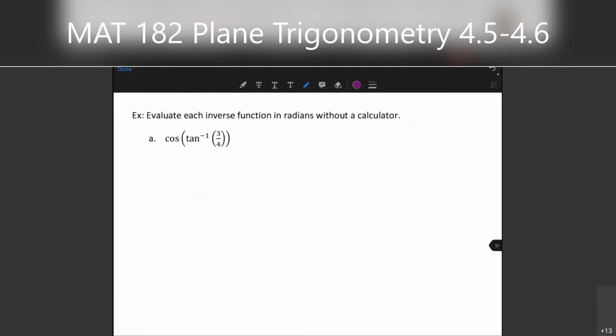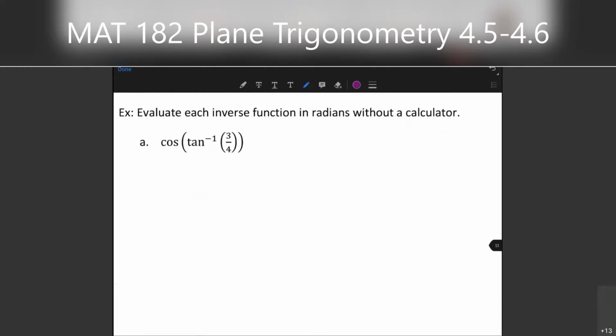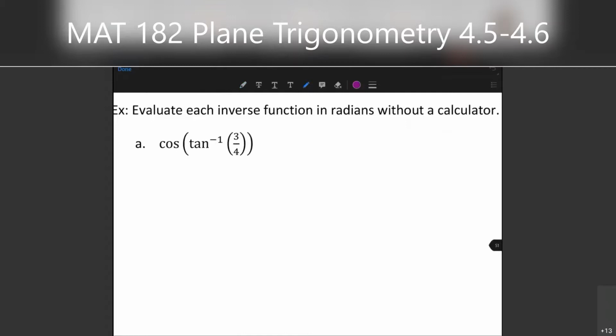So we're going to walk through what we'll call these nested functions. And these look more complicated than they are. So I want to walk through these with a picture again and just show how we can walk through these with minimal complications, hopefully. So we want to evaluate each inverse function in radians without a calculator. There's really two trig functions involved in this problem. There's a tangent inverse, and then there's a cosine on the outside.